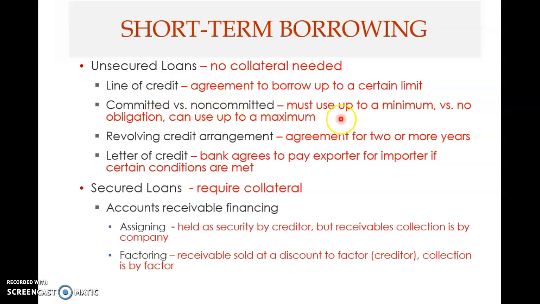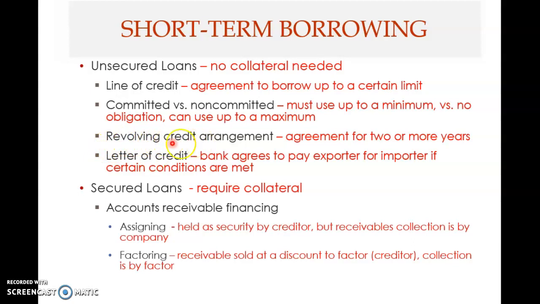Now committed means the borrower must use up to a minimum. But non-committed means there is no obligation, but the borrower can use up to a maximum. Maximum is stated in non-committed, but committed, whether the borrower uses or not, the borrower must use to a minimum. Even if they don't use, they must pay interest on the minimum loan balance, approved loan. So that is called committed. So generally non-committed would be more convenient for the borrower, but the interest rate might be higher for non-committed types of loan, line of credit.